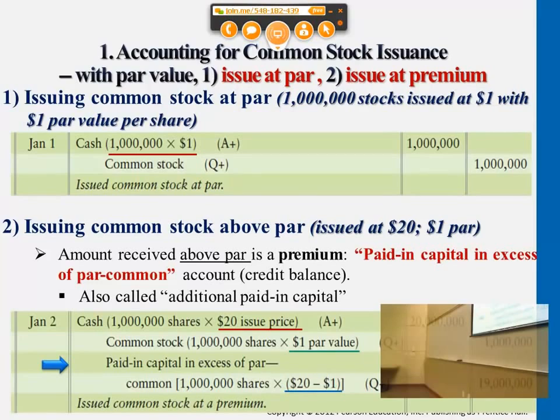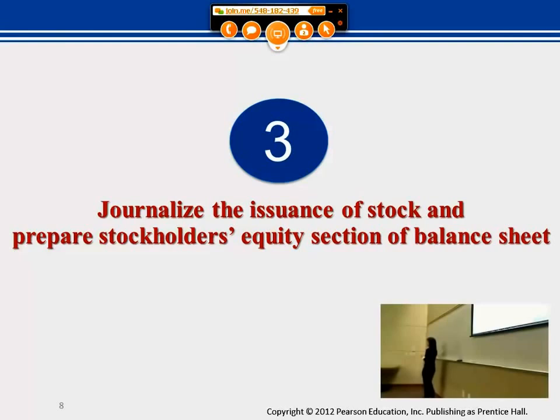Now the debit side for cash part here is always the market price or the issue price times the number of shares. Okay, the first example is that the market price is the same as par, so it's $1, you're collecting 1 million. Second example, the issue price, market price, the differences go in these excess accounts. We call it paid in capital in excess of either common stock or preferred stock.